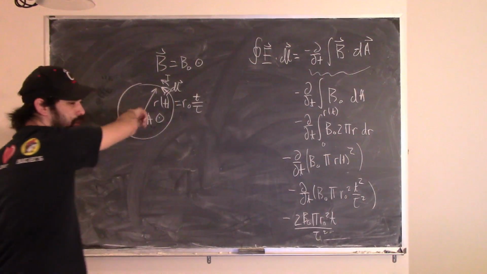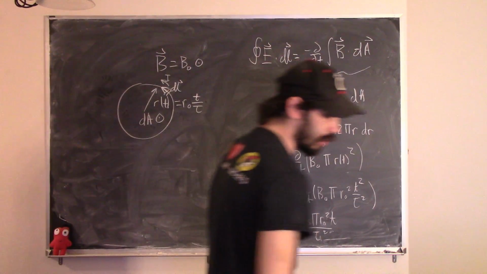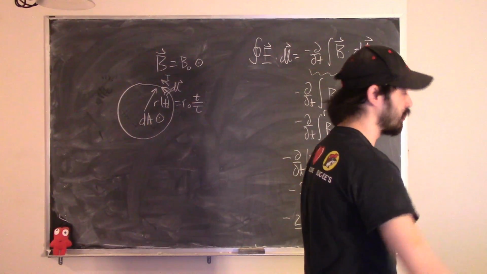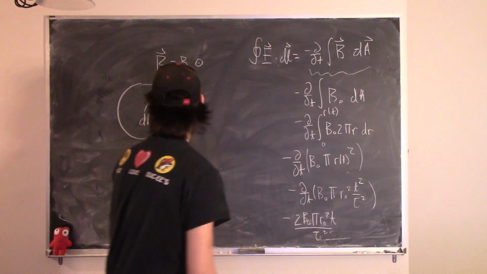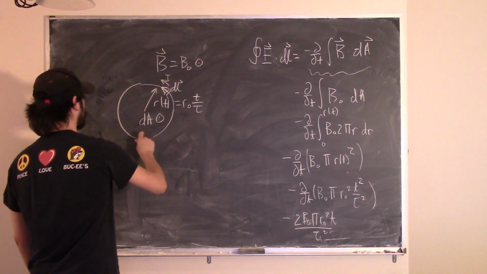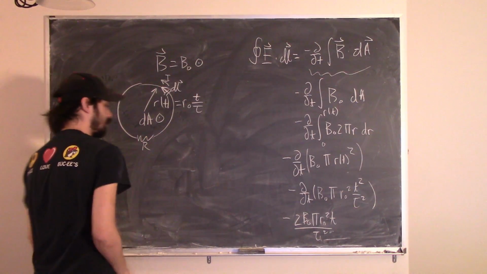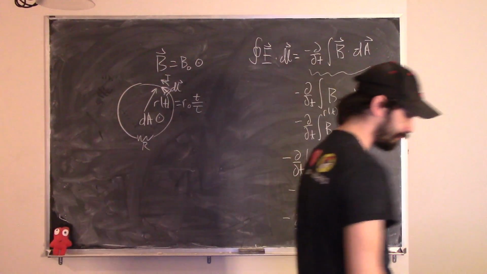And again, what I told you in this problem was, I actually didn't explicitly say it, but I meant to, that this loop has some resistance of R. So the loop has some resistance of R.